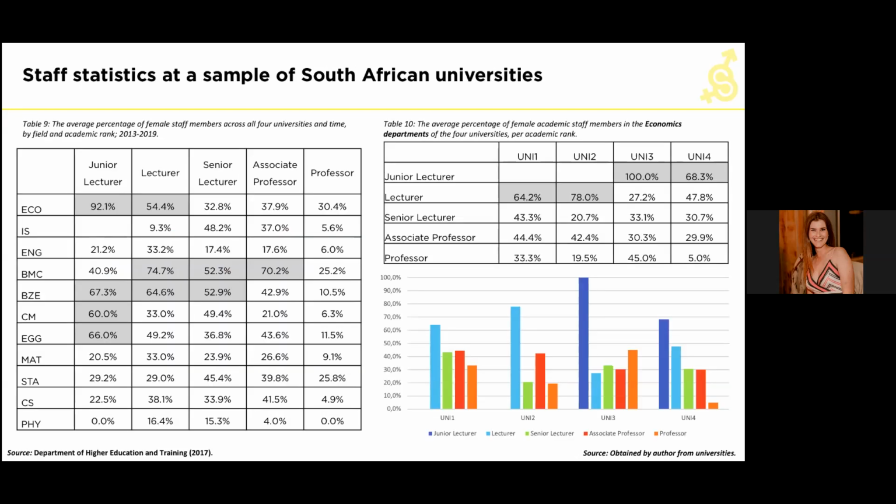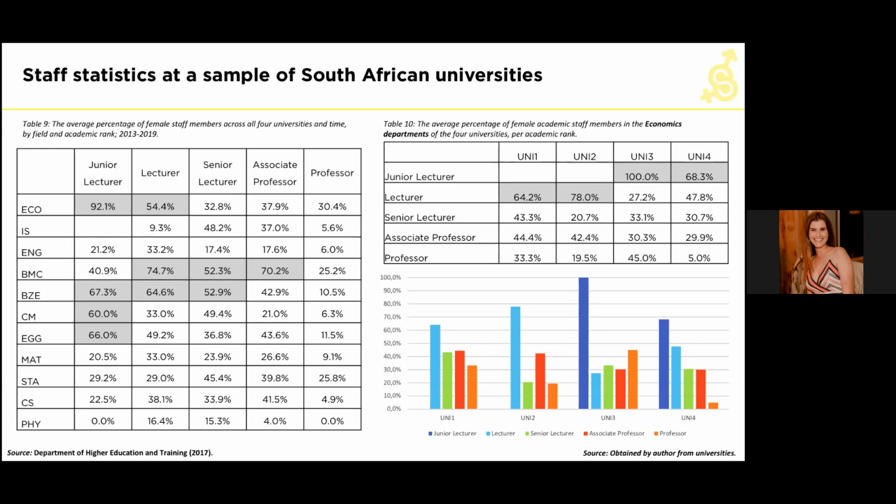Table 10 now looks at the economics departments of each of the 4 universities separately. We see here that University 1 and 2 don't have any junior lecturers, but females make up the majority of junior lecturers at universities 3 and 4. Within the rank of lecturer, females are the majority at University 1 and 2, and males dominate the rest. You can see it visually represented, but you can see it better on the table.